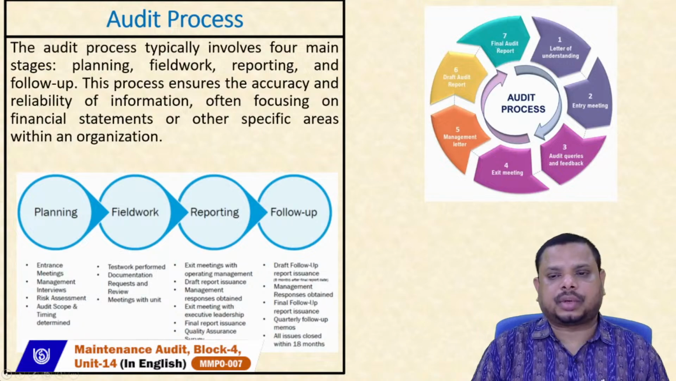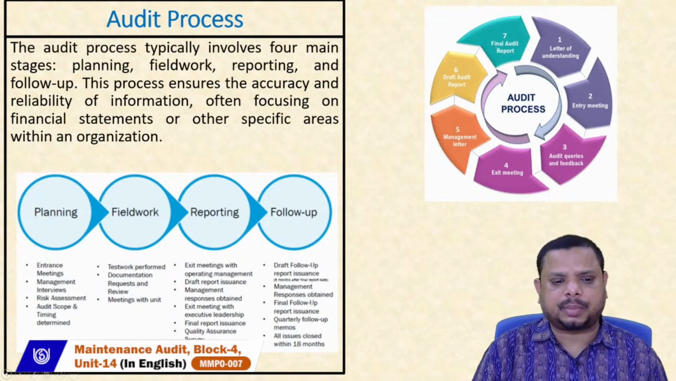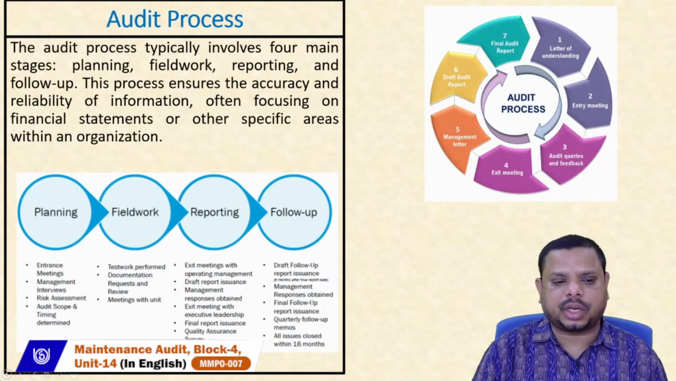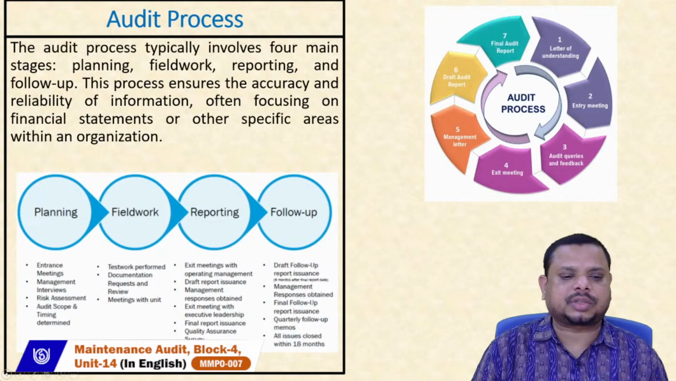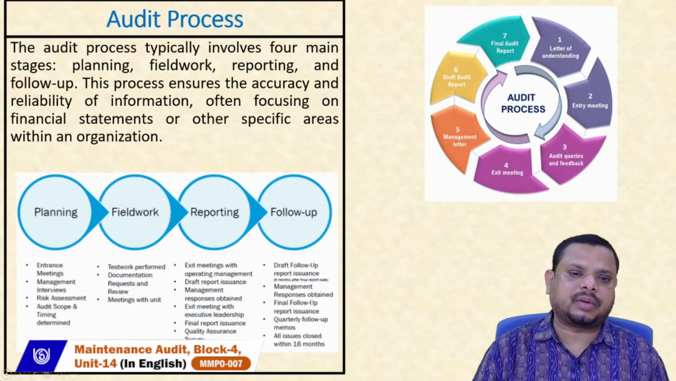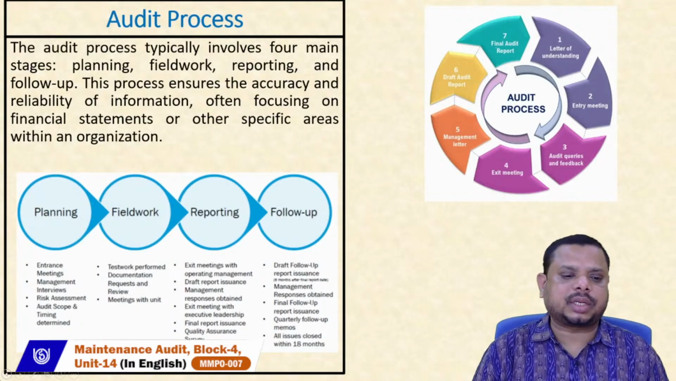The next one is reporting. In planning, they go for an entrance meeting to initiate the process, and in reporting, they conduct the exit meeting with the operating management. The next is draft report issuance, then management response obtained, exit meeting with the executive leadership, final report issued, and a quality assurance survey. During the exit meetings, they conduct meetings with different levels of management and make a draft report. For the draft report they again conduct an exit meeting with the top-level management, and finally they go for final report issuance and provide quality assurance surveys throughout the organization.